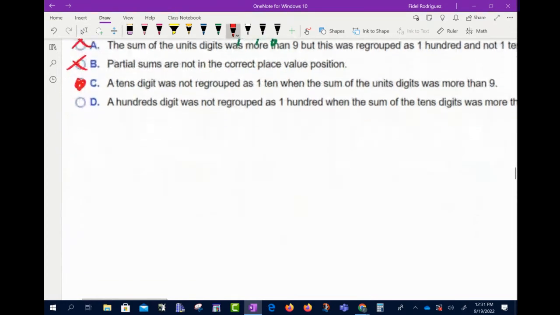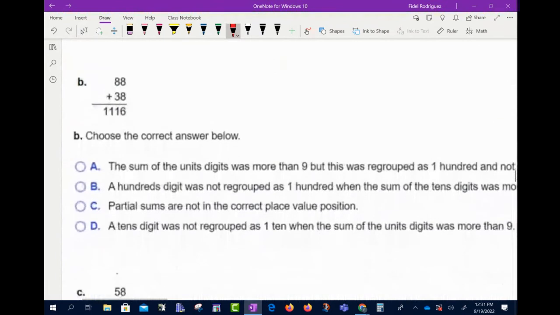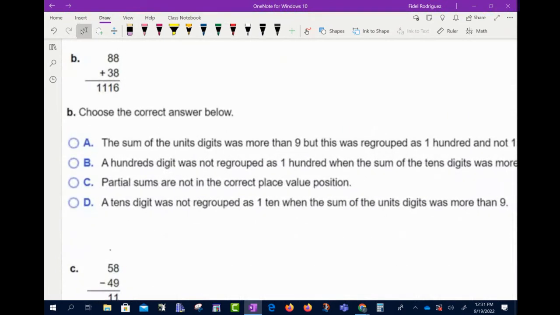All right, so let me keep scrolling along here and let's see if we can figure out the next one. So part B says 88 and 38, they're saying the answer is 1,116. Okay, so let's go ahead and write out the problem and let's do it ourselves. And 38, okay, so let's use the idea of partial sums. Okay, so 8 and 8 adds up to how much? 16, right? Okay, and 3 and 8 adds up to 11. So if I were to do my partial sums, everybody agree this partial sums method, like we did last week?